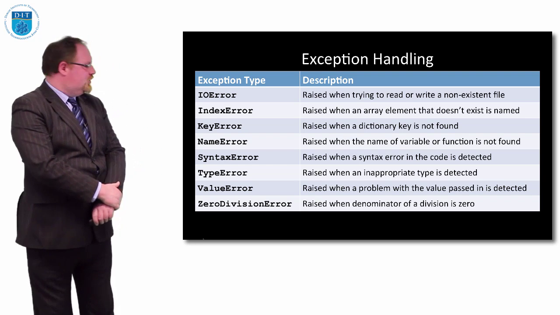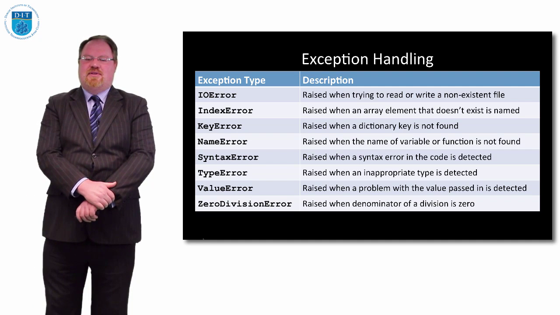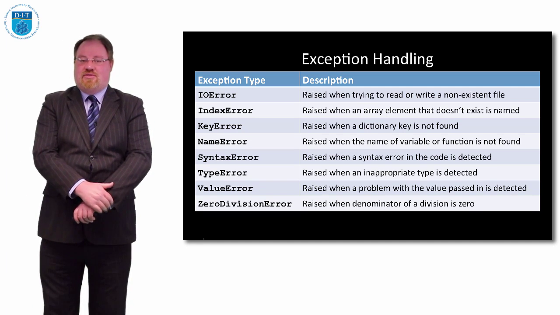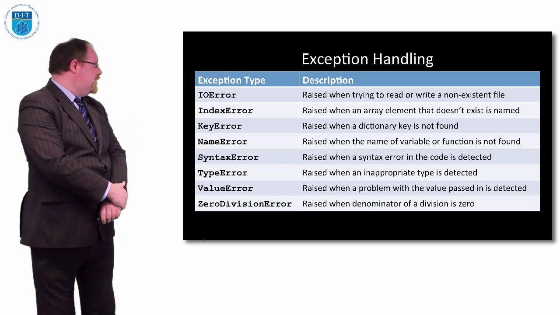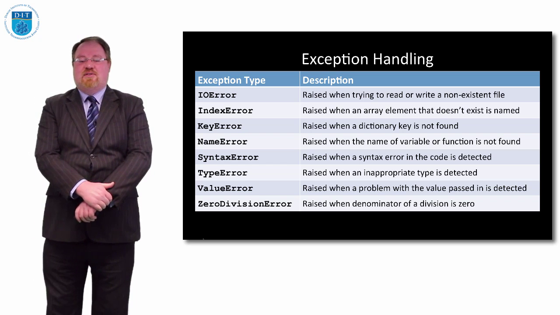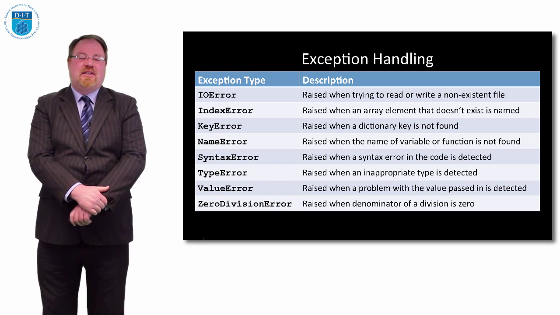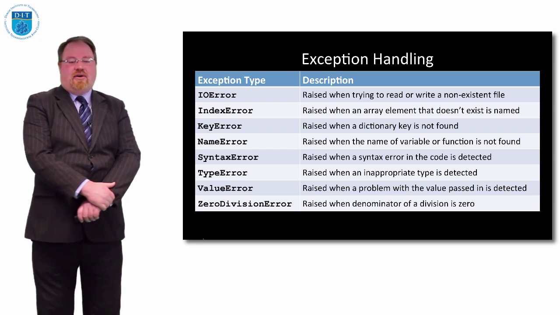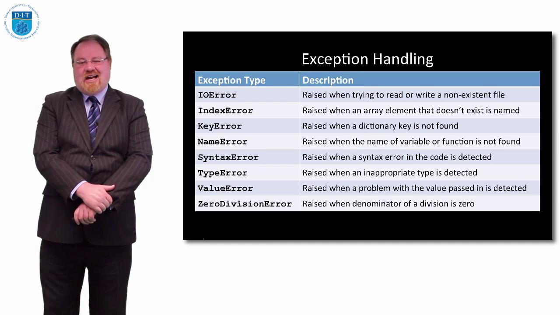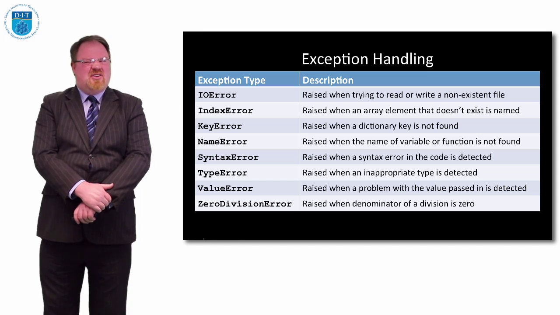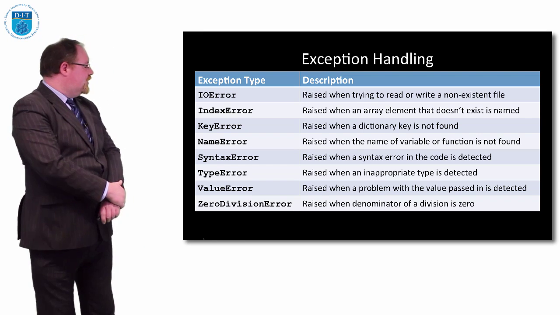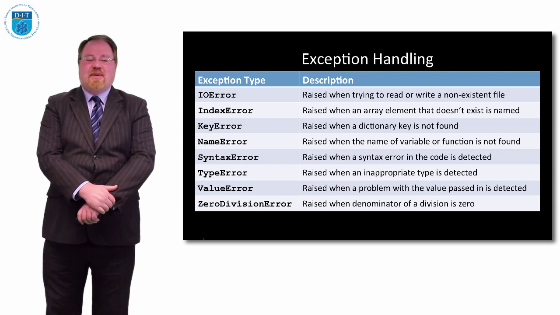We won't worry about that one too much at the moment. A NameError happens if a variable or function name that you're giving isn't found by the program. A SyntaxError occurs if there's a syntax error in the code. A TypeError happens when an inappropriate type is used. It could be a null or something like that. A ValueError occurs when an incorrect value type is passed in.